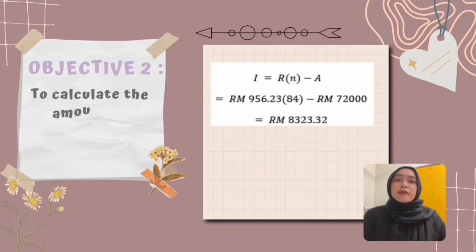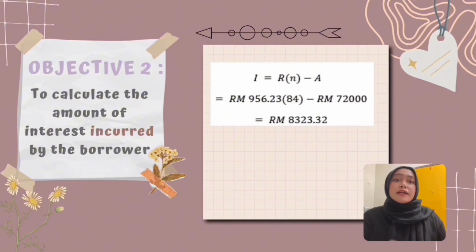For objective 2, we use the formula I equals R times n minus A. So RM 956 and 23 cents times 84 minus RM 72,000. So we get the final answer. The interest is RM 8,322 and 32 cents.